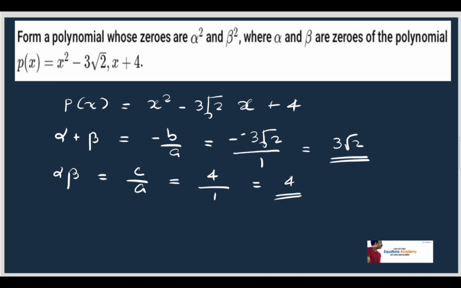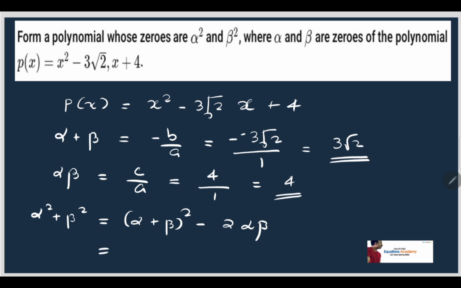Now we need to make a polynomial whose zeros are alpha square and beta square. So we need to find the sum of the zeros, alpha square plus beta square, from the given information. So from this, how will we get alpha square plus beta square? Alpha square plus beta square is equal to alpha plus beta whole square minus 2 alpha beta, as we know that a square plus b square is equal to a plus b whole square minus 2ab.